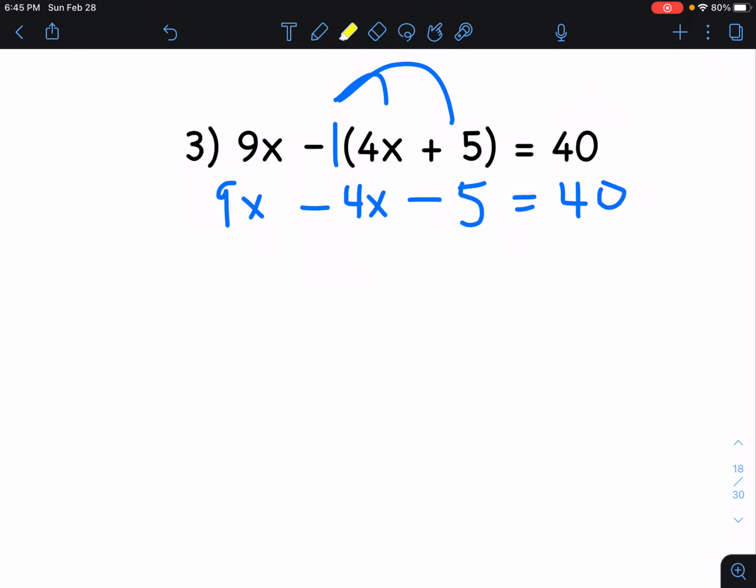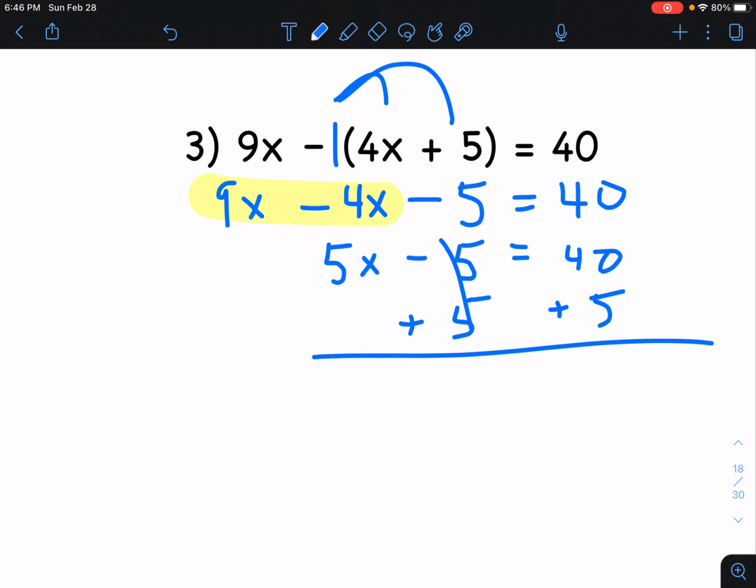Now we have to combine like terms on the left side. 9x minus 4x is 5x. Add 5 to both sides. And then x has got to be 9. 5 times 9 is 45.